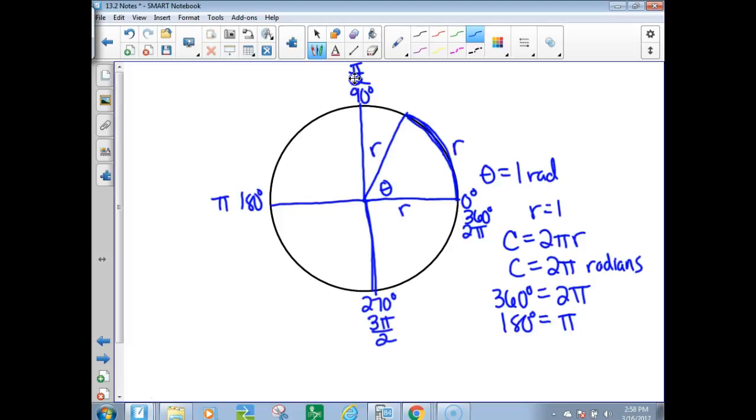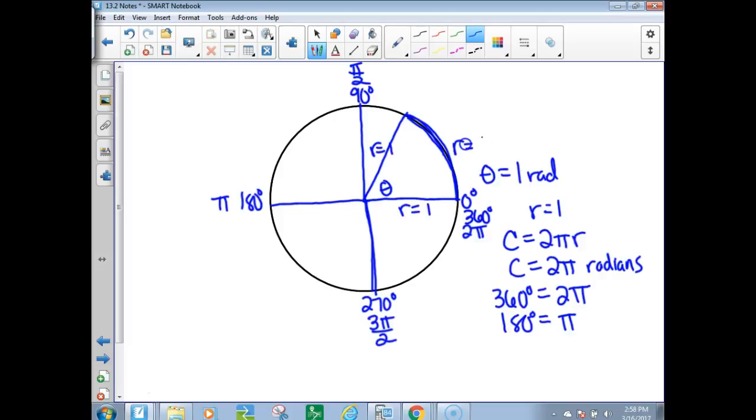90 degrees in radians is pi over 2. 180 degrees in radians is pi. 270, 3 pi over 2, 360, 2 pi. Those are the measures in radians, and that's if the radius equals 1.